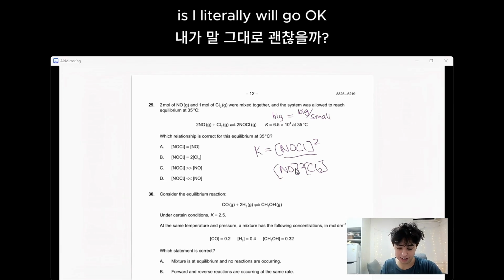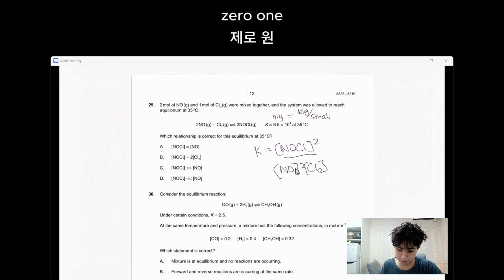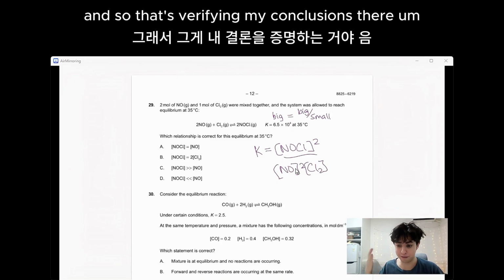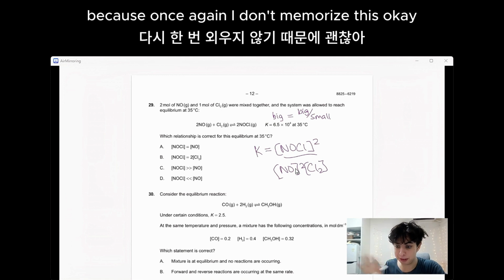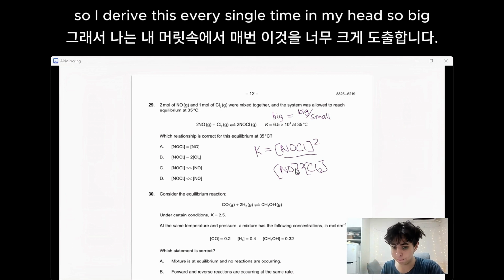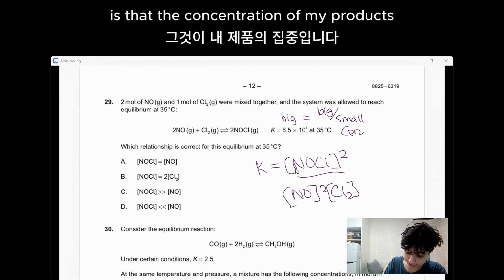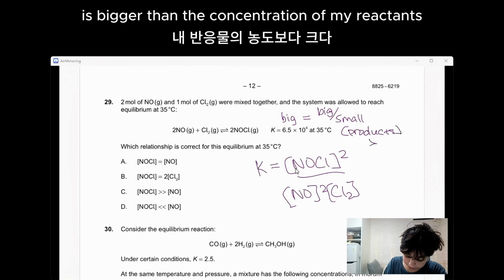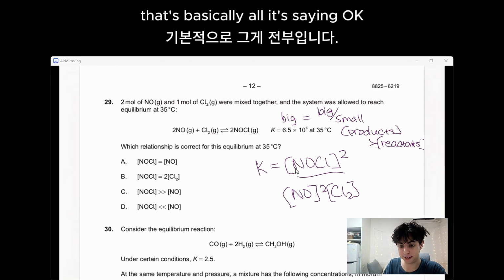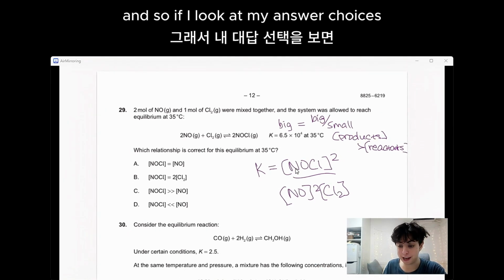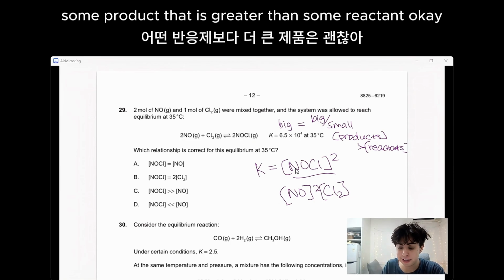I literally would go, okay, 10,000 and I'll just add a bunch of zeros, divided by 0.000001. And that gives me a really big number, so that's verifying my conclusions there. Once again, I don't memorize this. I derive this every single time in my head. So big number over small number. All this is telling me is that the concentration of my products is bigger than the concentration of my reactants. That's basically all it's saying. So if I look at my answer choices, I'm just going to look for the one that says there is some product that is greater than some reactant.